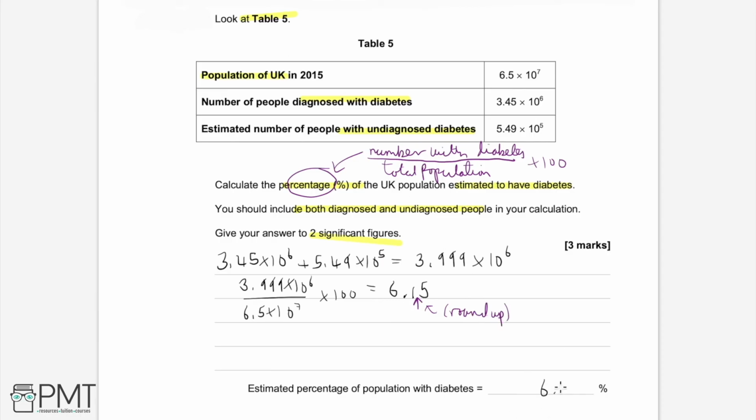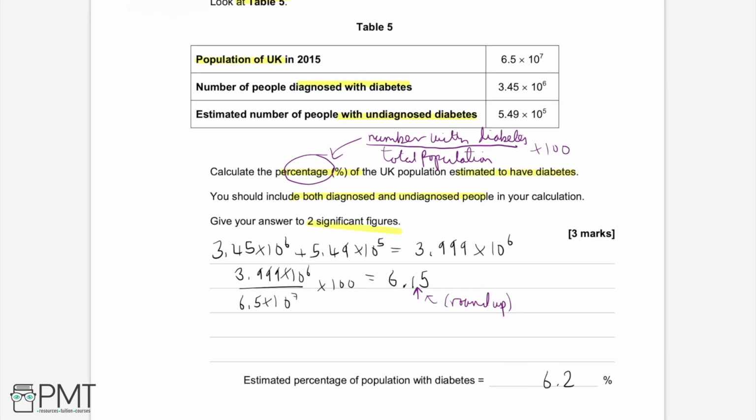Now, we only get 1 mark for this final answer. The other marks come first of all from working out the total number of people with diabetes. The second comes from working out the percentage, and the final one is for rounding to two significant figures.